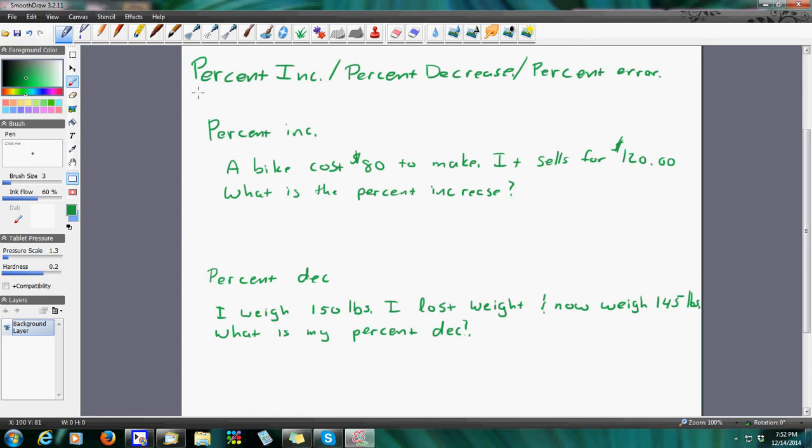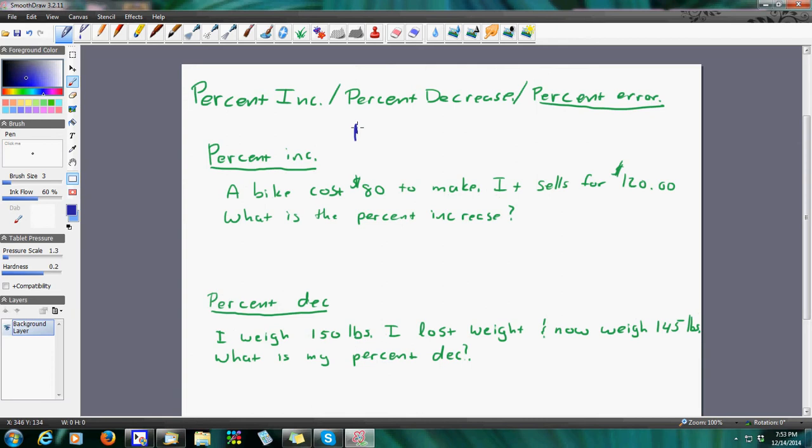So I hope to do a video on percent increase and percent decrease, and these are actually pretty interesting. And if time permits, I'm going to do percent error. So here's how it works. You're actually going to use the same formula, well, pretty much for both of them, but there's a slight alteration, and it works like this.